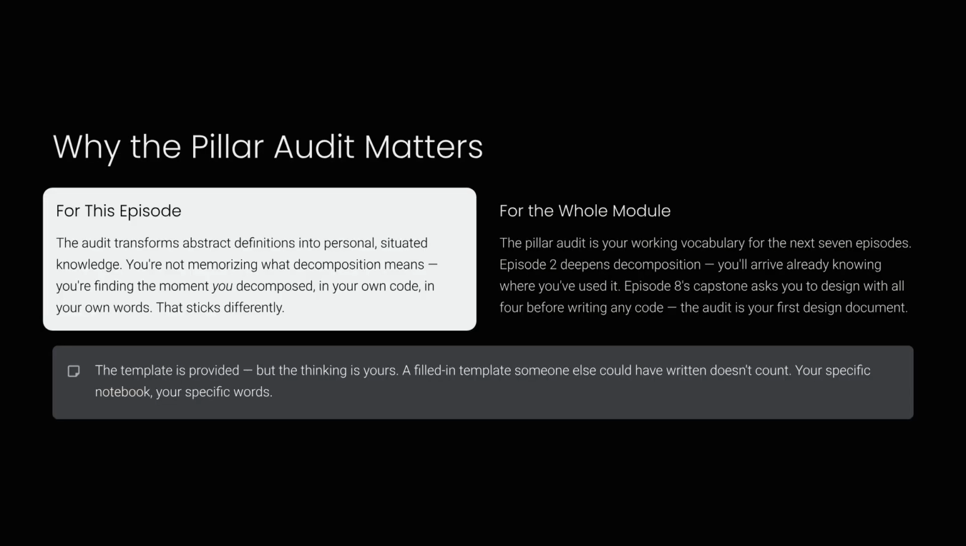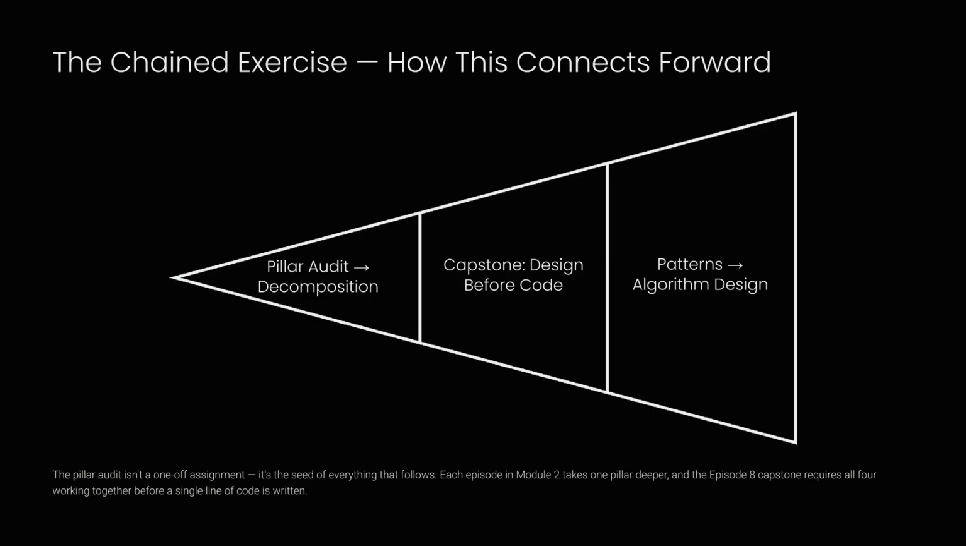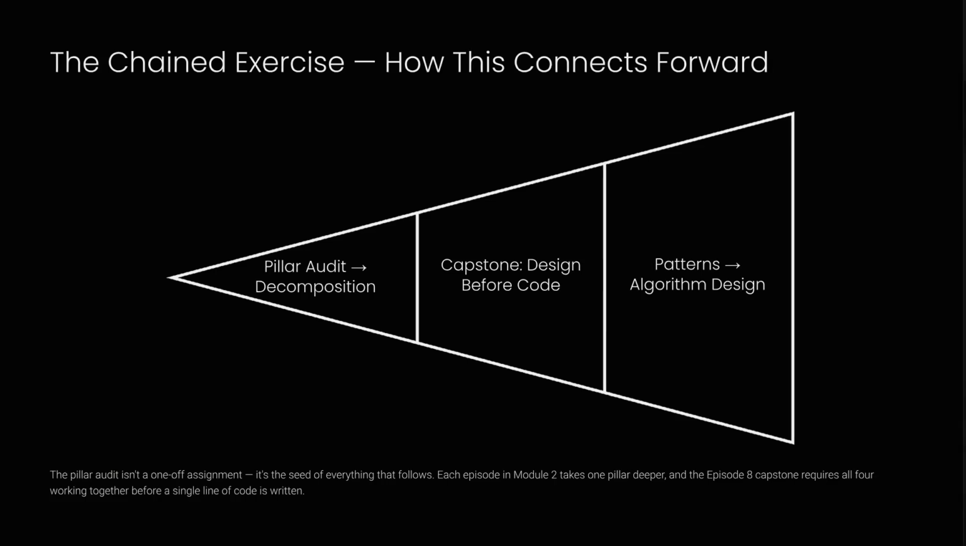This audit isn't just an assignment. It transforms abstract definitions into personal, situated knowledge. By finding these moments in your own work, the concepts become deeply ingrained for the rest of the module. This is the start of a chained exercise. The audit leads to decomposition, which informs pattern recognition, and eventually, the full system design. You are building the language that makes the rest of this module possible.